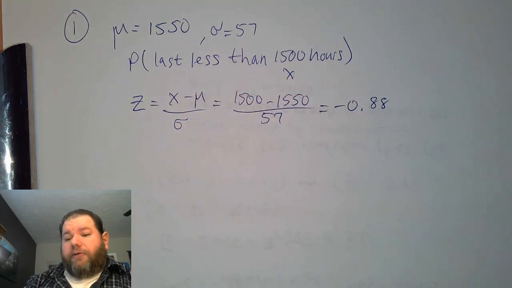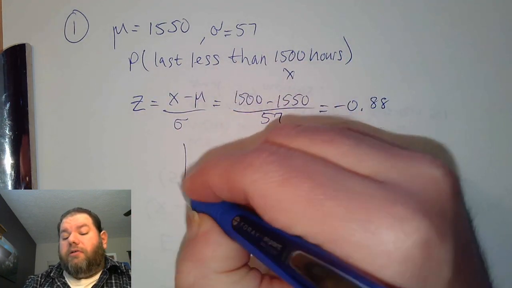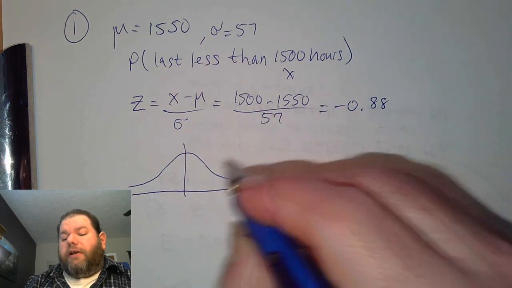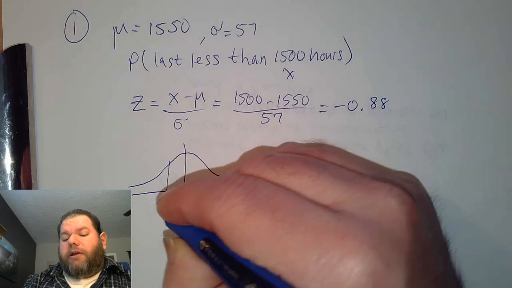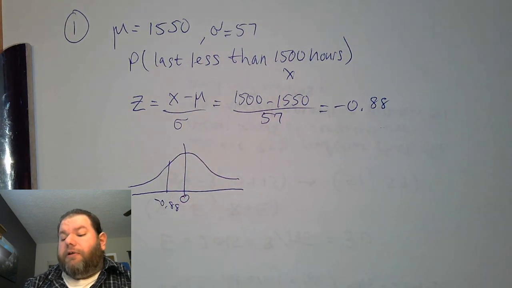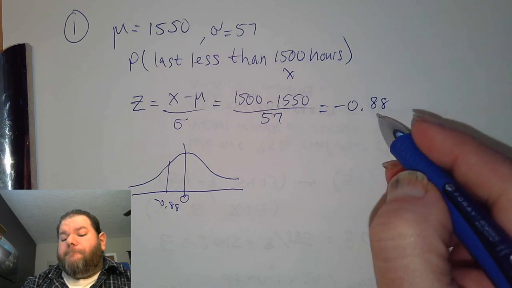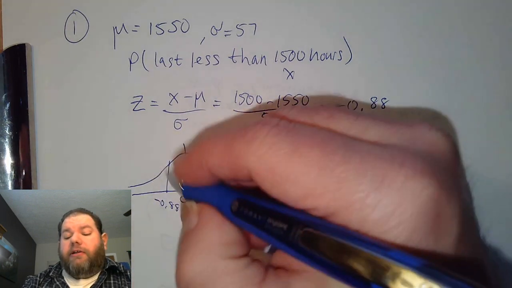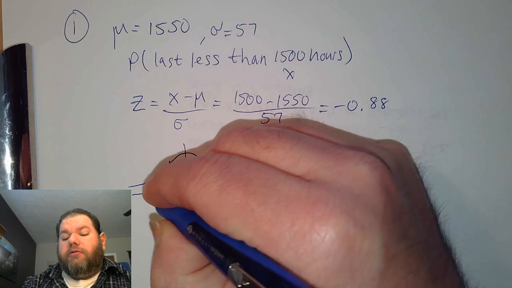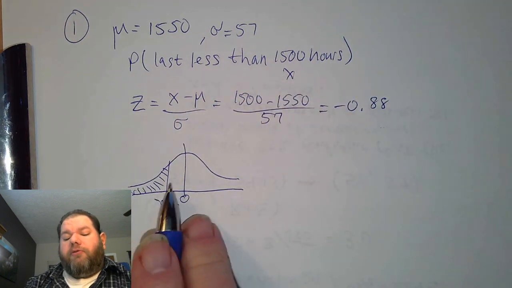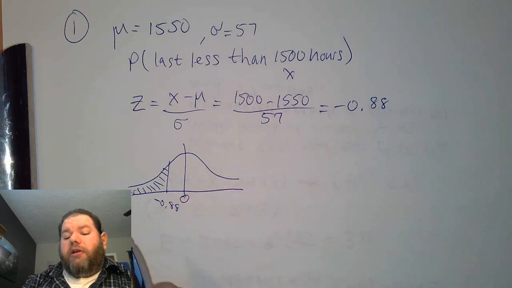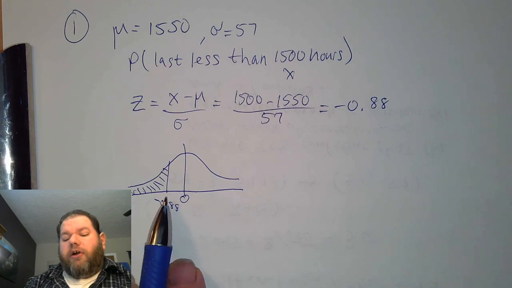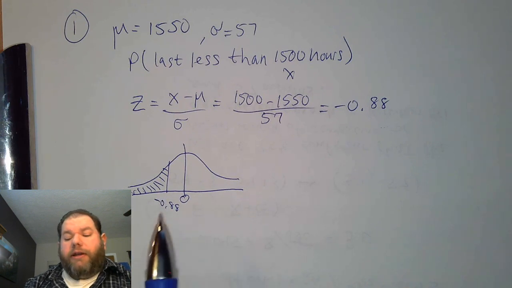Alright, so we get our z-score, which is a negative, so 0 being in the middle, negative 0.88 is over here. And we said less than 1500 hours, that means we'll shade to the left. Less than is to the left. So this is the area that we're trying to find that represents this probability. Now, we look at our bounds. Our lower bound, as it continues to the left, we'll say negative 10. And our upper bound is just the right boundary here, negative 0.88.